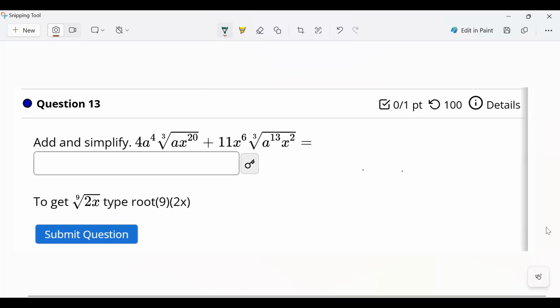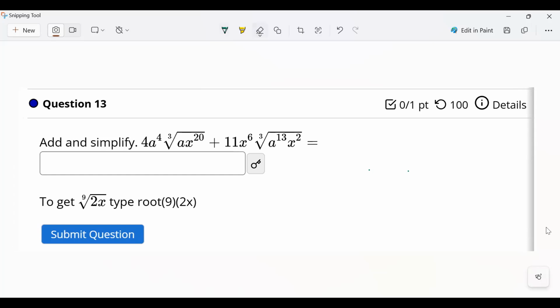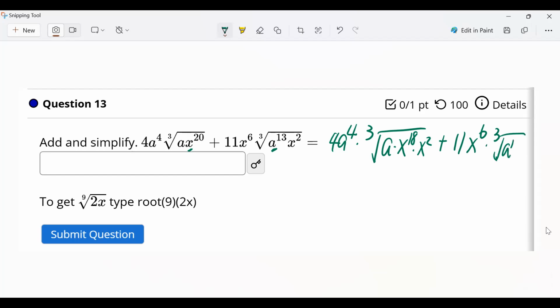So it's an addition. If you want to combine them, they have to be like terms, so let's see if they are like terms. So 4a to the fourth. We're going to break down this x to the 20 as a to the fourth times the cubic root of x to the 18th times x squared. And for the second term, a to the 13, you break it down as a to the 12 times a to the first. So 11x to the 6 will be the root of a to the 12 times a to the first times x squared. And then it's simplified.